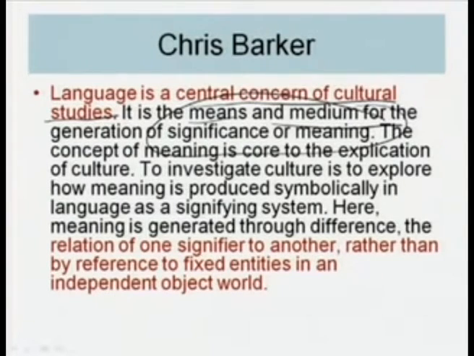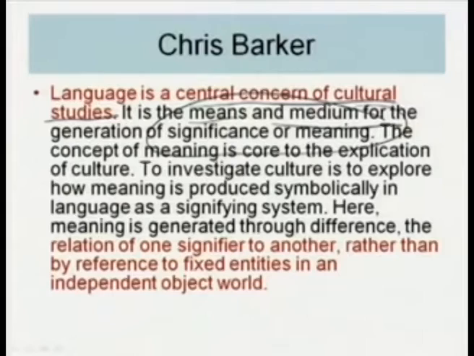We saw in the last lecture that the generation of meaning is one of the ways in which culture is understood. Culture is a site, an agent, for the generation of meaning in our socio-cultural practices, right. So, Chris Barker says, how do we talk about meaning? How is meaning generated? And he says that language is the chief concern in cultural studies, in that it is both the means by which meaning is generated, and also the medium for the generation of meaning. So, let us read on from Chris Barker.